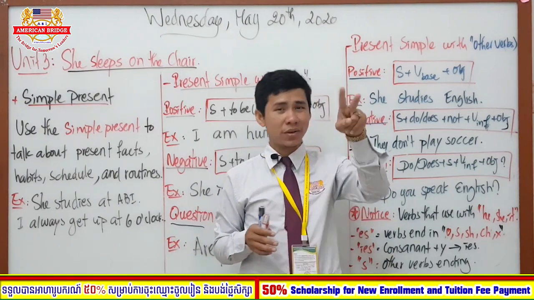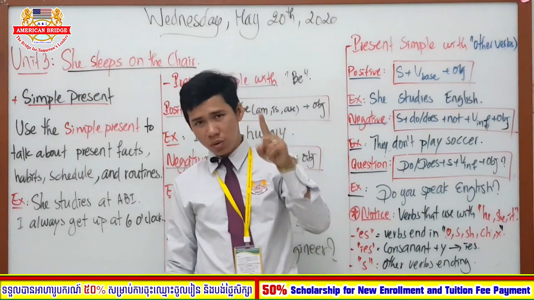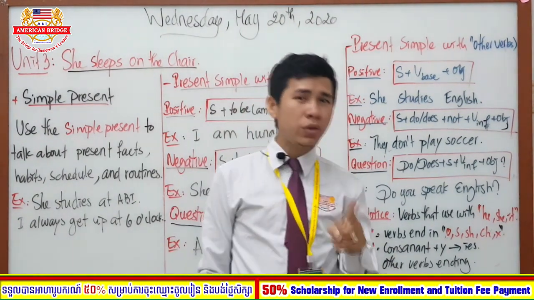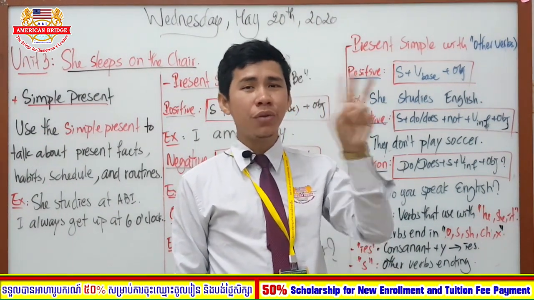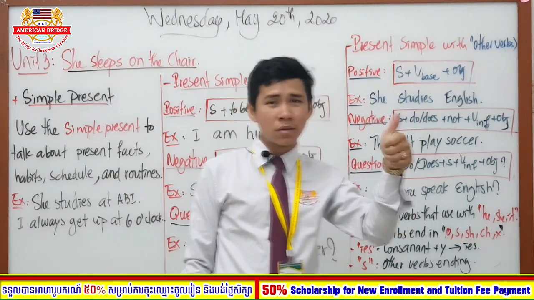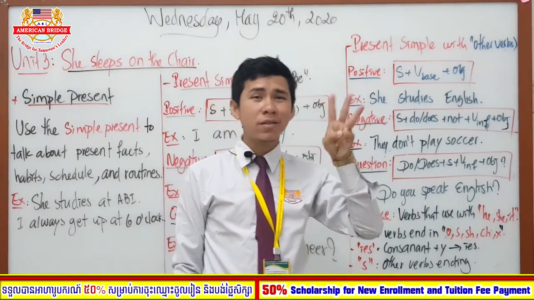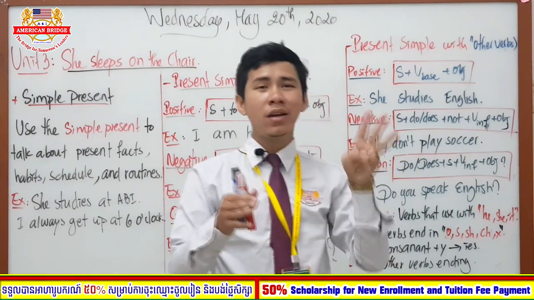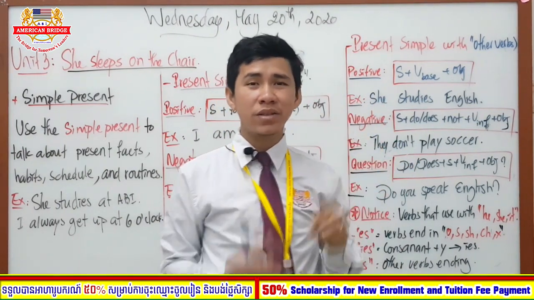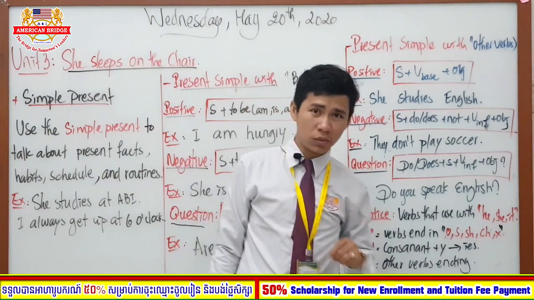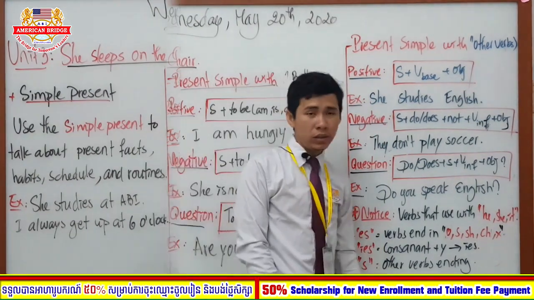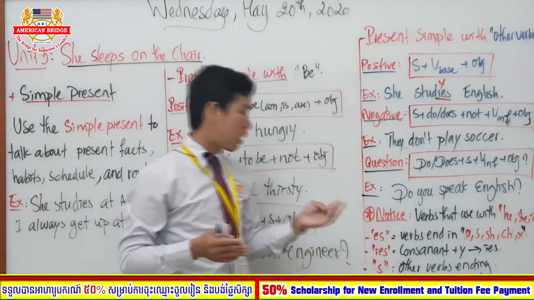However, we have just separated the verbs and the subject in negative and question forms because we have do and does, right? So, remember, do is used with I, we, you, they. Thus, we have to use does with he, she, it. So, this is the form or the rules of using do and does in the present simple sentence with other verbs. Okay.